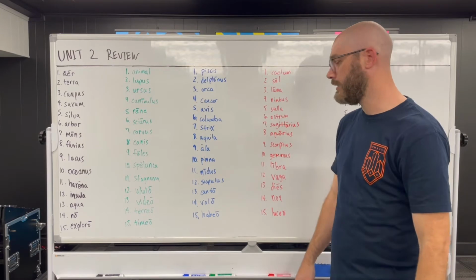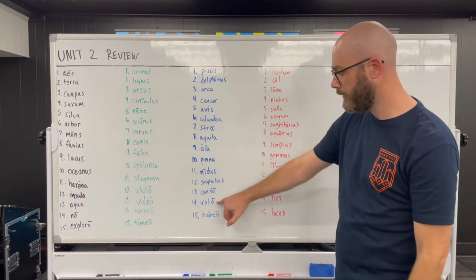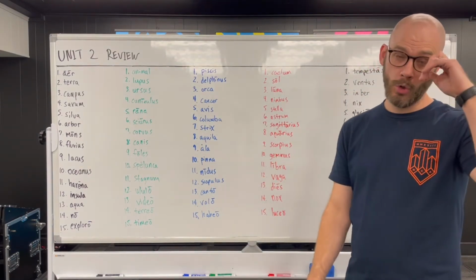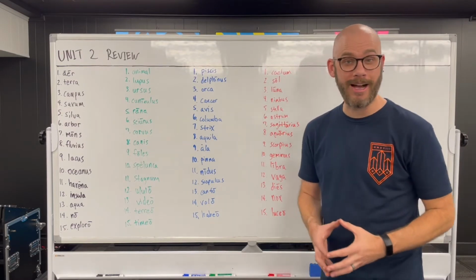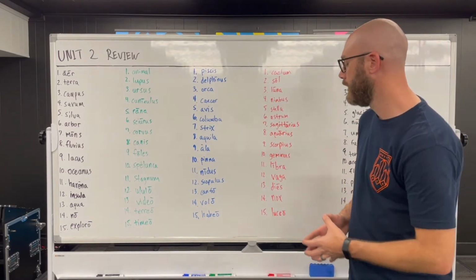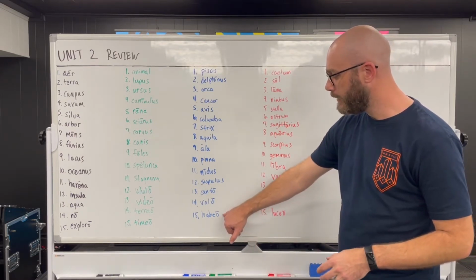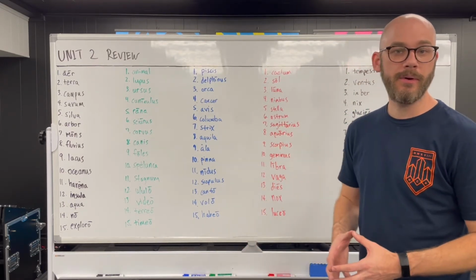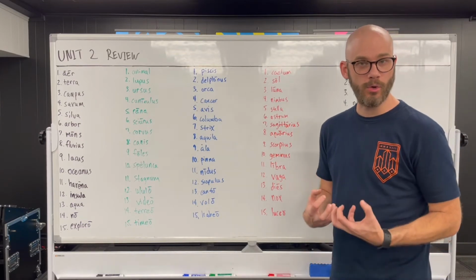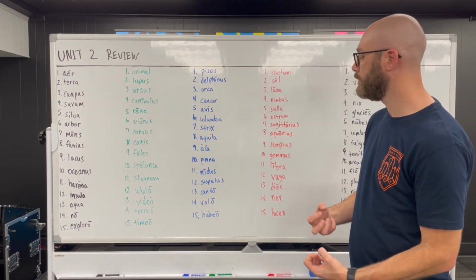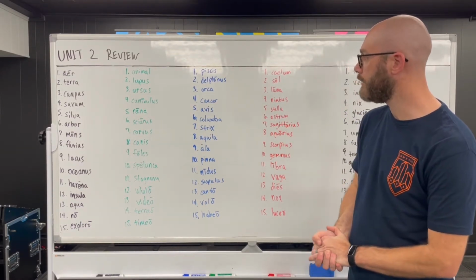Canto, I sing. I sing is canto. Number 14, volo. Volo is I fly. I fly is volo. 15, habeo. Habeo is I have or I hold. I have or I hold. Habeo. All right, great job.